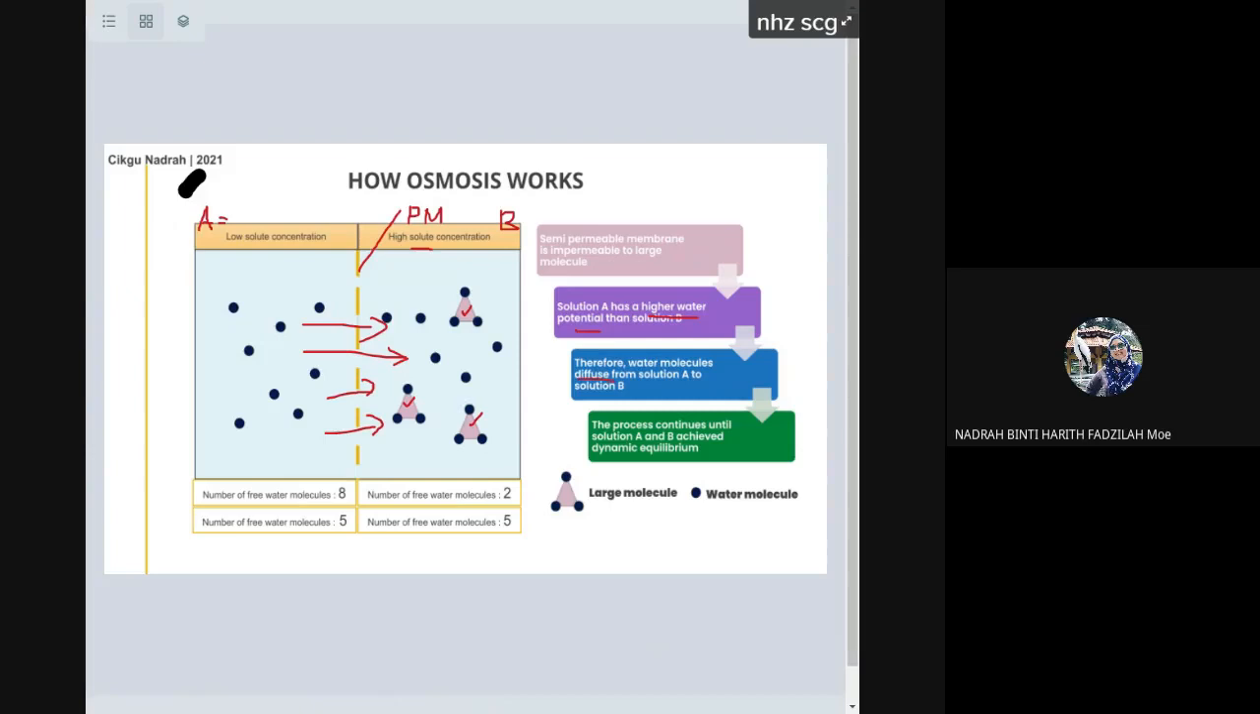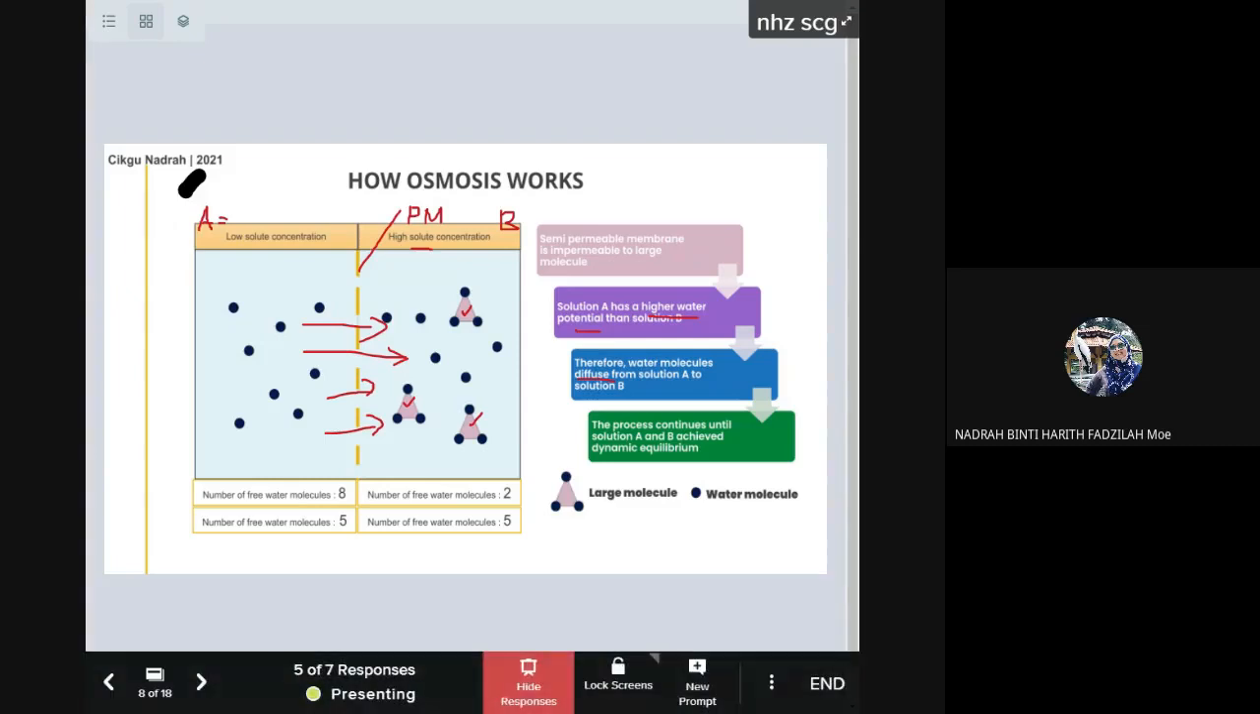This particular process continues until solution A and solution B achieve dynamic equilibrium. Apa maksud dia? Maksud dia ialah bila kepekatan air, the concentration of water is similar in solution A and solution B, then both solutions have achieved dynamic equilibrium.